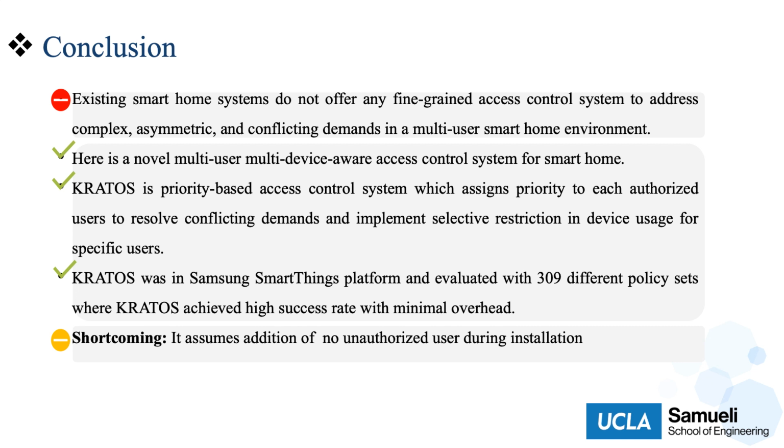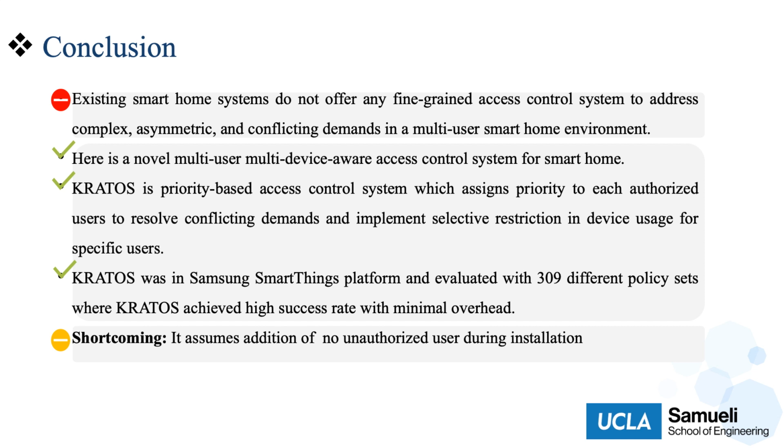But the shortcoming in this one is that they're assuming that the main users, those who install the system, are not going to be threats to the system, which is a shortcoming. What if someone who is not supposed to be authorized for the system sets it up for you? They assume that the user himself is going to install the system, so they have the higher priority. But what if, for example, you order it from Amazon and someone comes and installs it for you, and you don't want to give access to that person? That's something they do not assume.